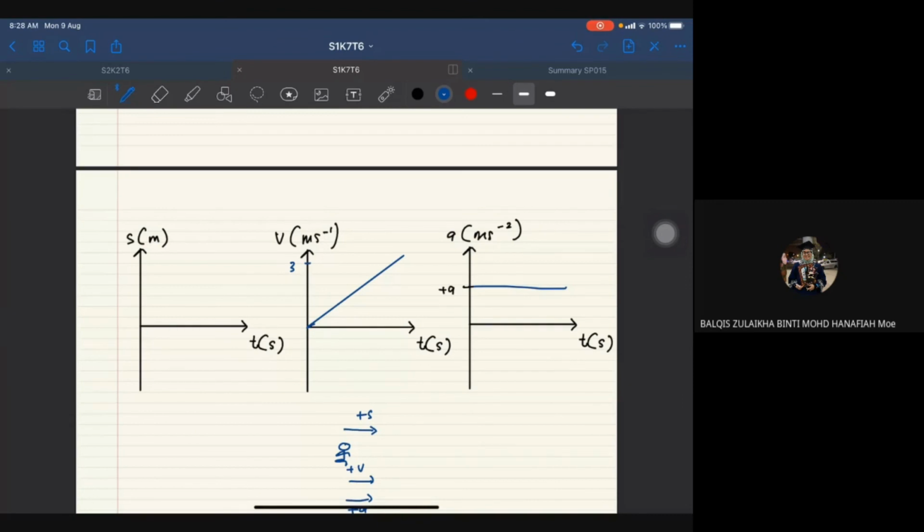Okay, ada soalan tak so far about acceleration and velocity? Tak ada madam. Tak ada sir. Okay. Faham. Sir. Yes. Macam ni sir kata kalau tak straight tu?